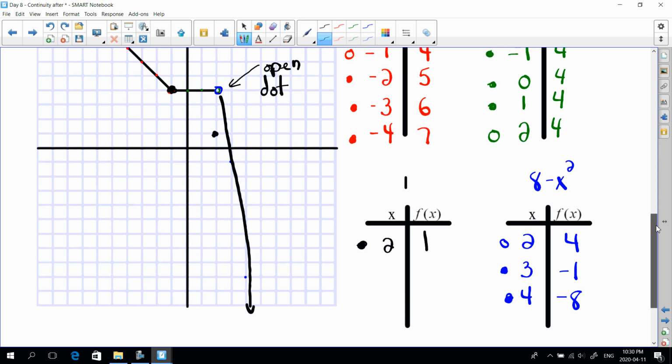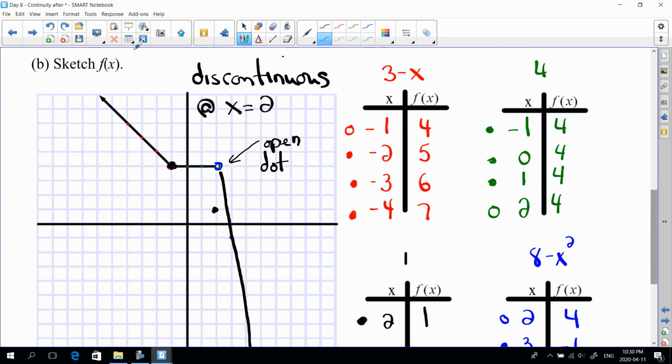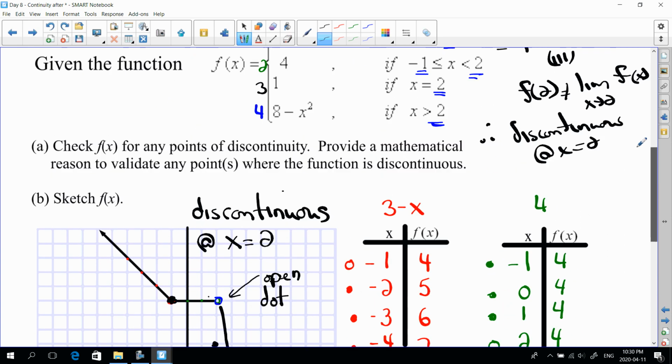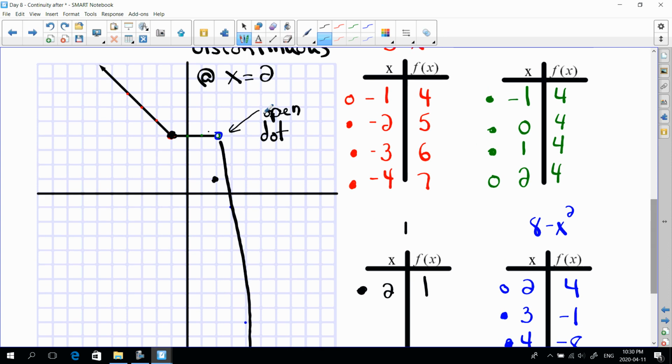Now, after drawing the function, you can see that the function is discontinuous at x equals 2. This diagram proves what we solved up here. We said it was discontinuous at x equals 2 because the defined height of the function, f of 2, did not equal the intended height of the function, or the limit as x approaches 2 of f of x. There were two different heights. This one was 1, this one was 4. The picture shows that.